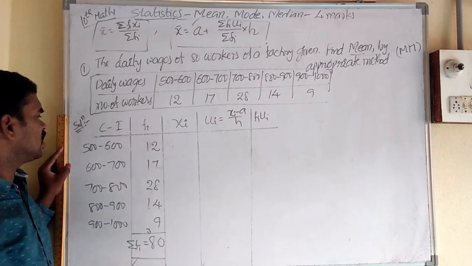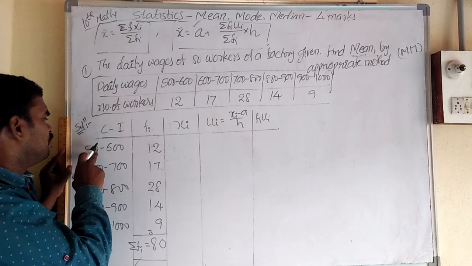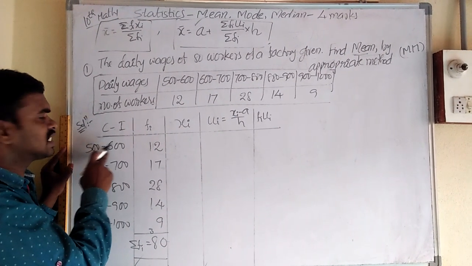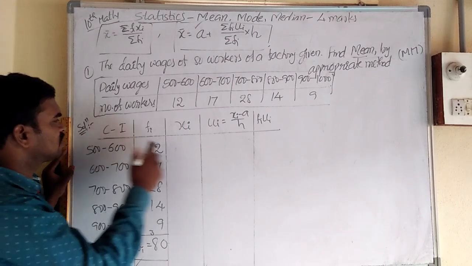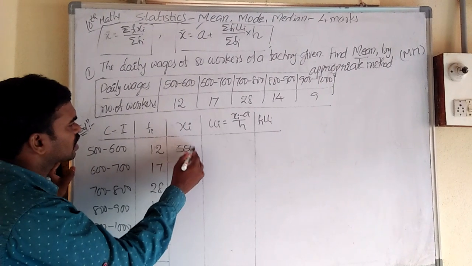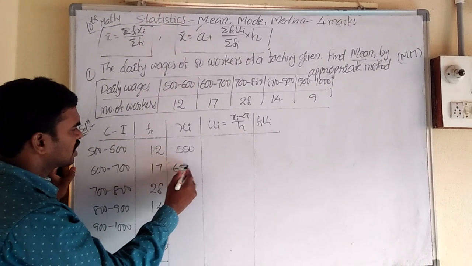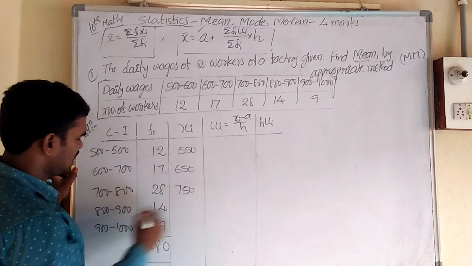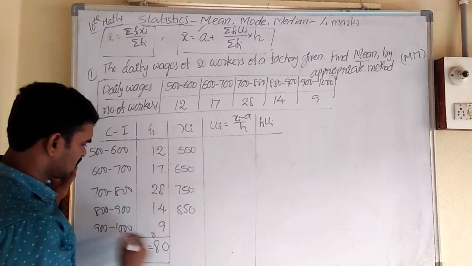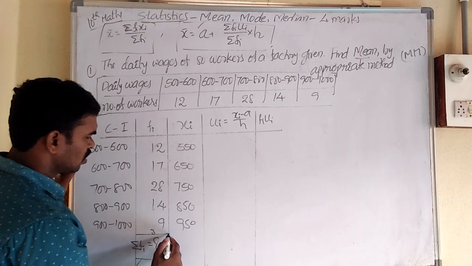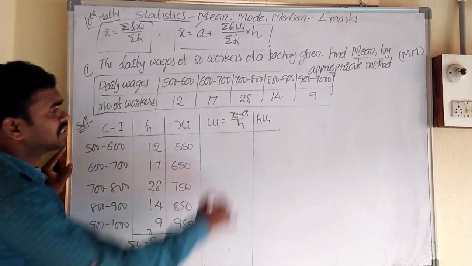Next xi. Xi means observations, those are the midpoints of 500 and 600, the mid value of the class interval. What is the mid value? 550. Next 650. Next 750. Next 850. Next 950. No need for a sum here.